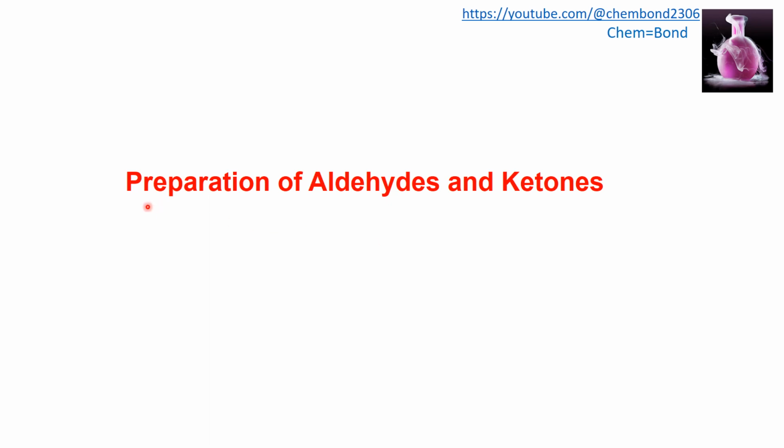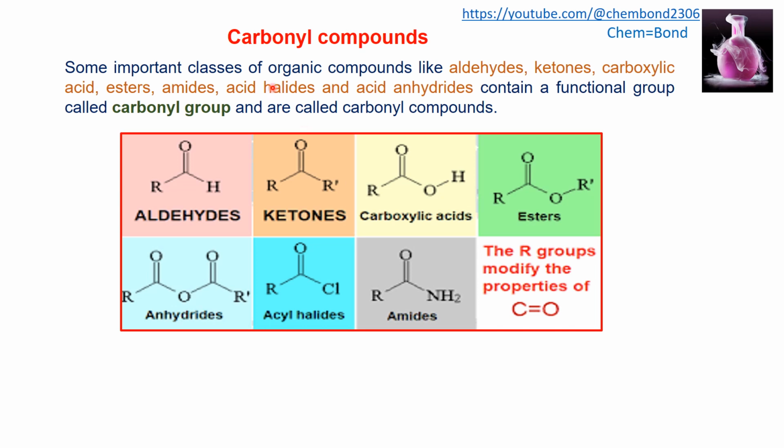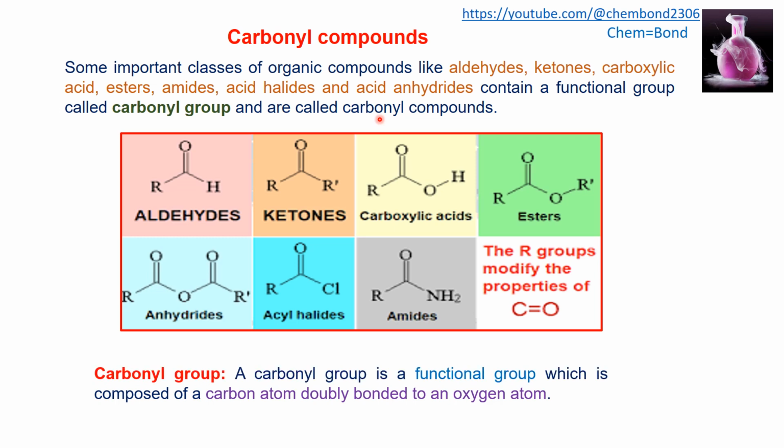Lecture video will be about preparation of aldehydes and ketones. Before discussing the preparation of aldehydes and ketones, first we will know about the carbonyl compounds. These are the organic compounds like aldehydes, ketones, carboxylic acid, esters, anhydrides, acid halides, amides that contain the carbonyl group. So they have a common group that is known as carbonyl compound. Now, what is carbonyl group?